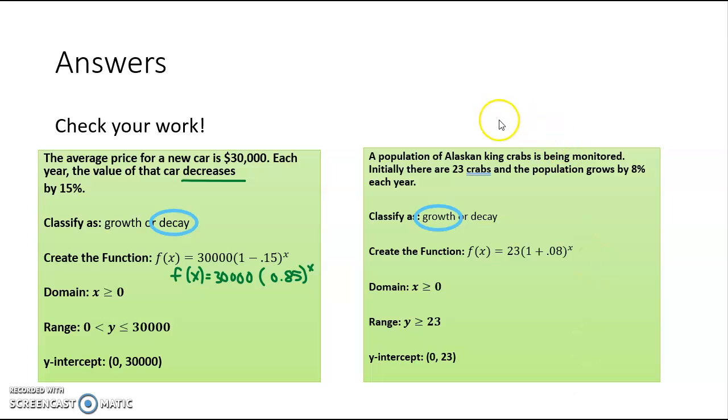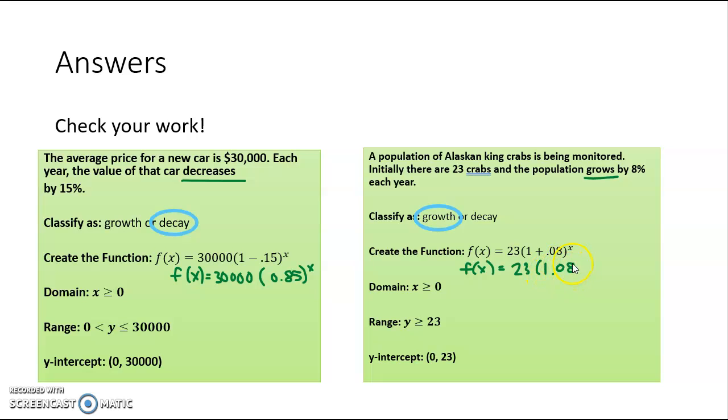The second example was about the king crabs. Initially, there are 23 crabs, and the population is growing by 8% each year. So to figure out if that was growth or decay, just look for some of those keywords. We are growing. Your function is written here with the initial value in the front of the parentheses, and then the inside parentheses shows us how we're growing. I'm starting with 100% of my population, and I'm growing by an extra 8%. If you wanted to simplify this function, it would look like this.